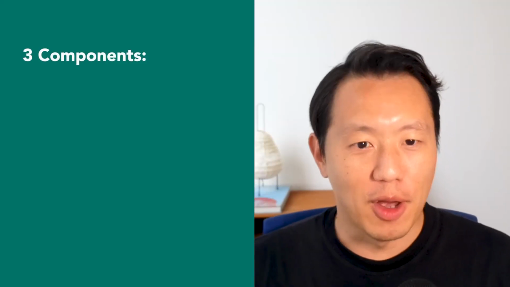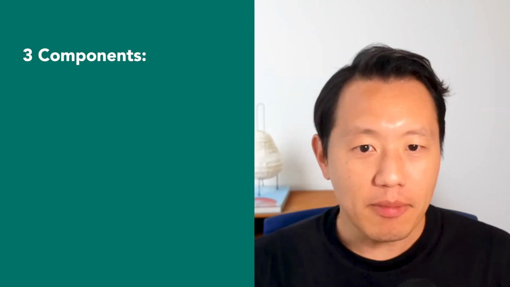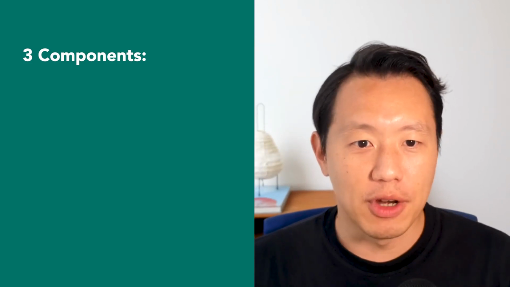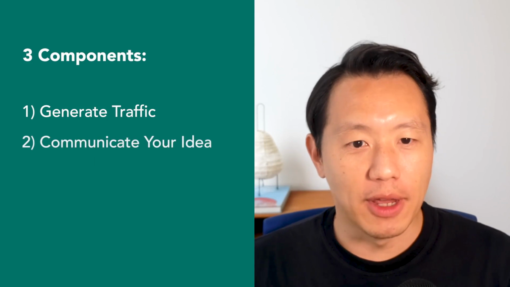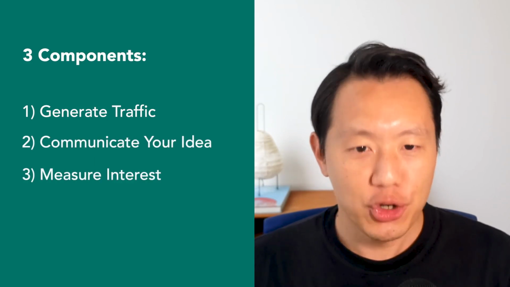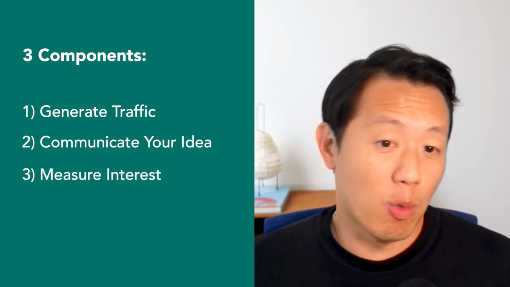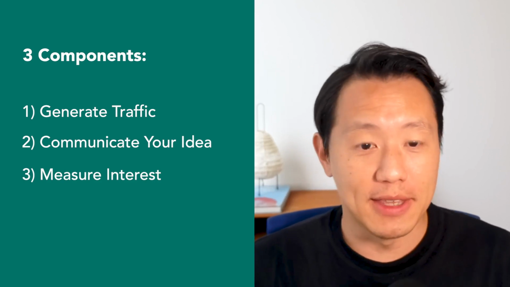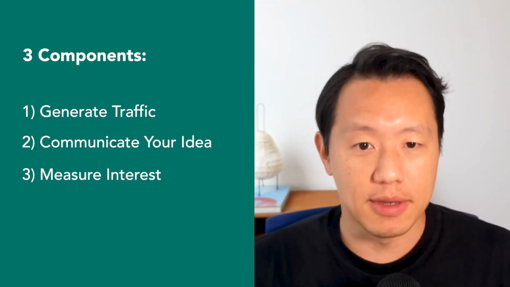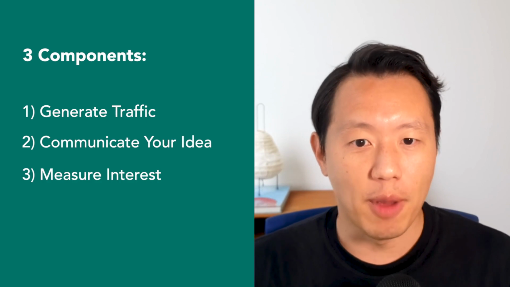We thought what would be good in this module was to put together all of the components for you. So again, the three components of validation are generating traffic, communicating your idea, and measuring interest. And in this module, I'll walk through a real life example of an idea that I worked on for a couple of months and how I incorporated each of these components in it.